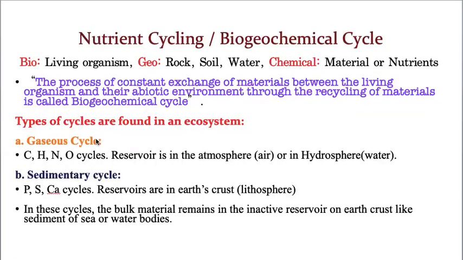I'll tell you three, four examples, then obviously we'll understand. Carbon, hydrogen, nitrogen, and also oxygen cycles. So in all these cycles what is acting as a reservoir? This air or water. That is the reason why, for carbon, hydrogen, nitrogen and oxygen, the reservoir of these cycles is either atmosphere or hydrosphere. That's why they are called as gaseous cycle, where I have taken four examples: carbon, hydrogen, nitrogen, and oxygen.